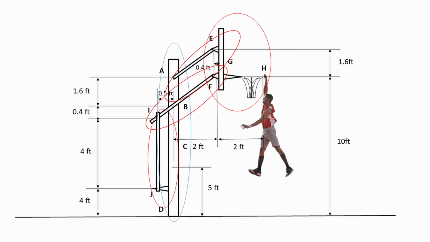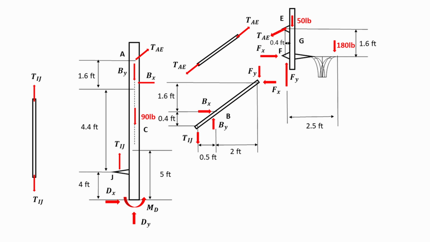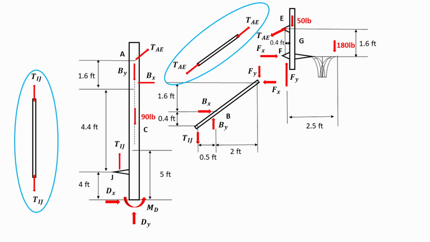Next, we need to determine the forces supported by the individual members. We made free body diagrams for each of the members as shown. We then identified all members that have two forces acting on them and labeled their forces first. As you can see in the diagram, members AE and IJ are the only two force members.